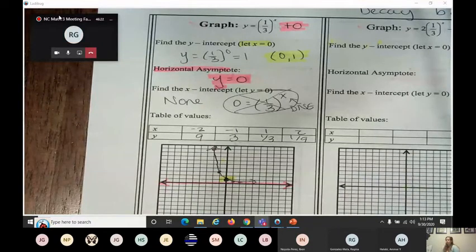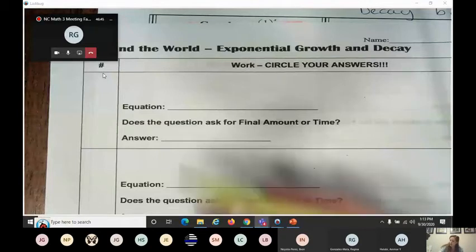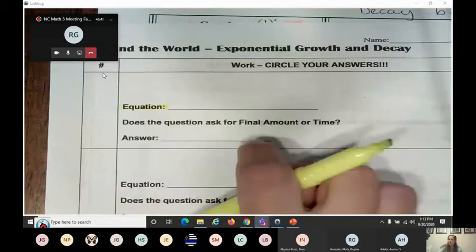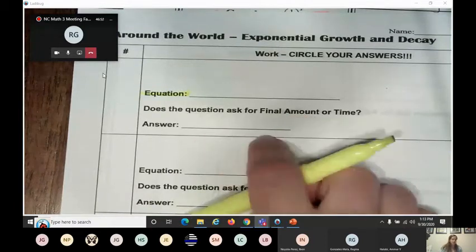Okay, I'm going to stop there. I'm going to extend. Honestly, these deadlines were pretty far out anyways, so you shouldn't have to worry too much about getting everything done tonight, but I do want to talk about the around the world. The around the world sheet looks like this. You don't have to use this sheet, but do make sure that you write out your equation, circle whether the question asks for final amount or time, and write your answer.